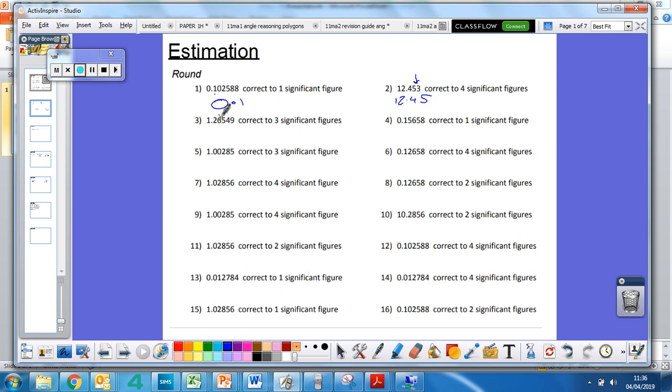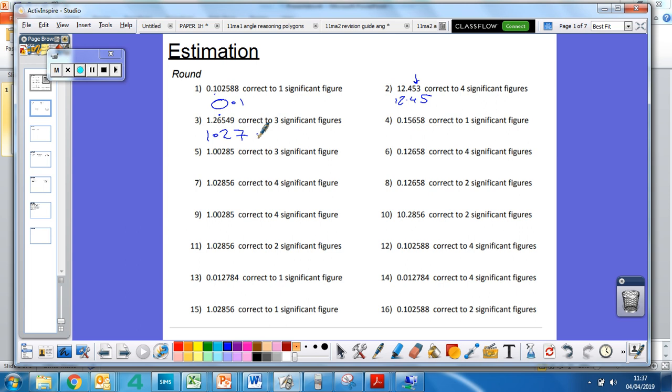3 significant figures. First, second, third is this one here. So 1.26 might be our answer because that's 3 digits. But we look, the next one here is a 5. It tells us to round up the last digit, so it becomes 1.27.